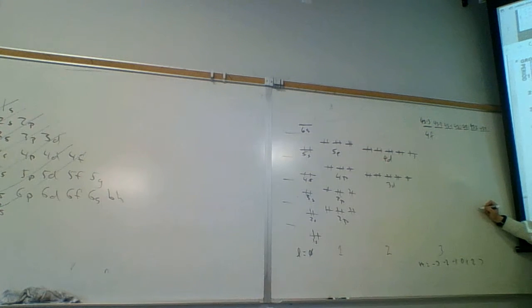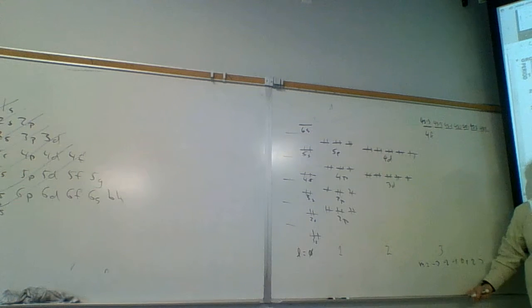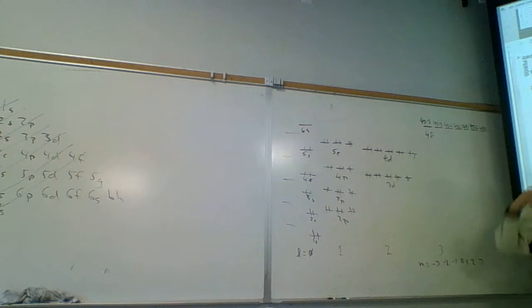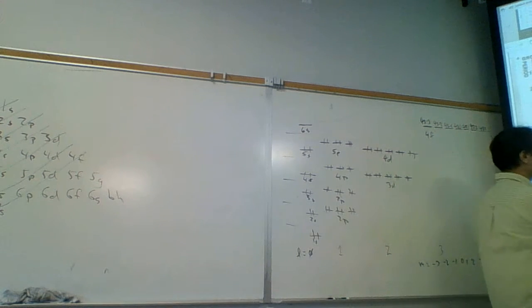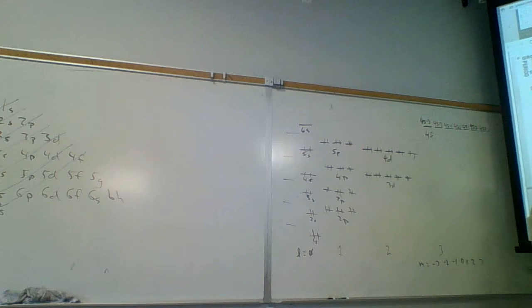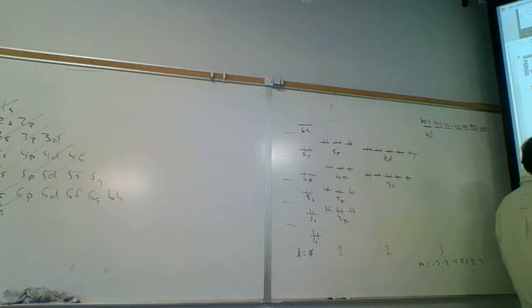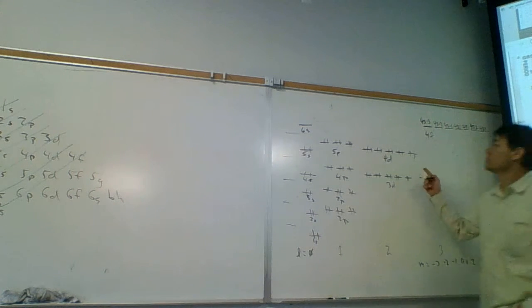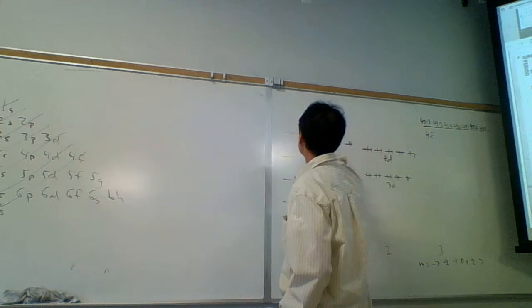How many orbitals is that? That's 7 orbitals. 7 orbitals can hold a maximum number of how many electrons? 14. So I need 14 electrons to fill the F subshell. Actually, let's count them. 1, 2, 3, 4, 5, 6, 7, 8, 9, 10, 11, 12, 13, 14. And so neodymium has 3 electrons in there. And so it's going to be 6s2.